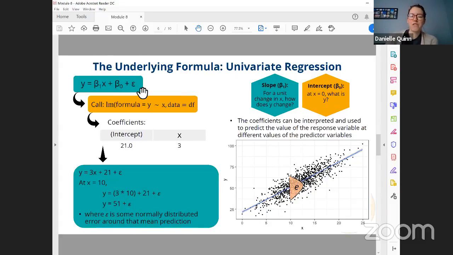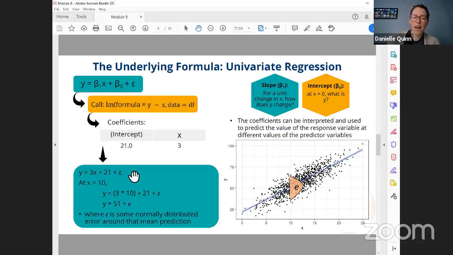And then on top of that, there's going to be some degree of error around that prediction. So for example, if we were to run a linear model using the lm function, and we say we want to predict y based on x, we're going to go through the syntax when we start coding. What R would return to us are these two coefficients. It would say, here's the intercept coefficient, which is 21, and here's the slope coefficient associated with x, which is 3. And so we could take those numbers, 3 and 21, and plug it into this formula.